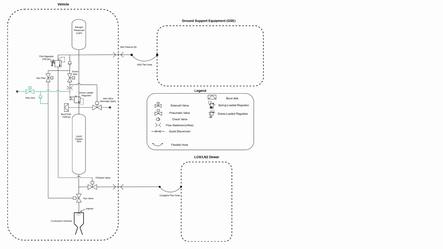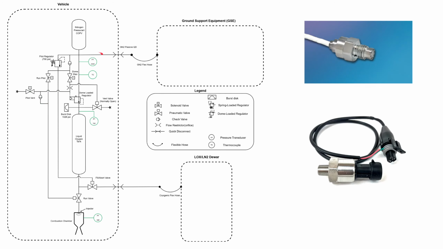Finally, in order for successful testing and making sure everything is working properly, we need to have sensors. So in our case, we have 4 sensors. We have 3 pressure sensors and a temperature sensor, and these are electronic components that we can read remotely. So we have a pressure sensor on the COPV, we have one on the tank, and one on the combustion chamber. We also have a temperature sensor for the COPV.